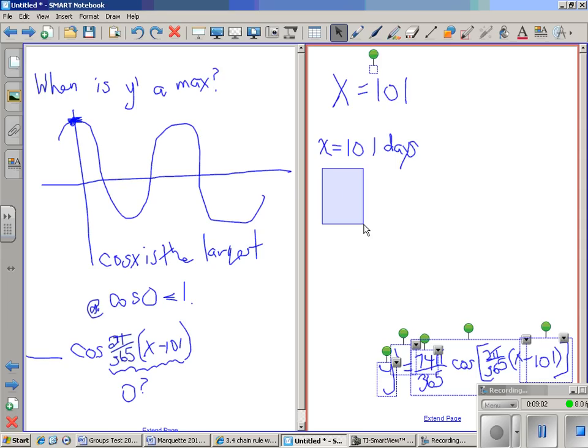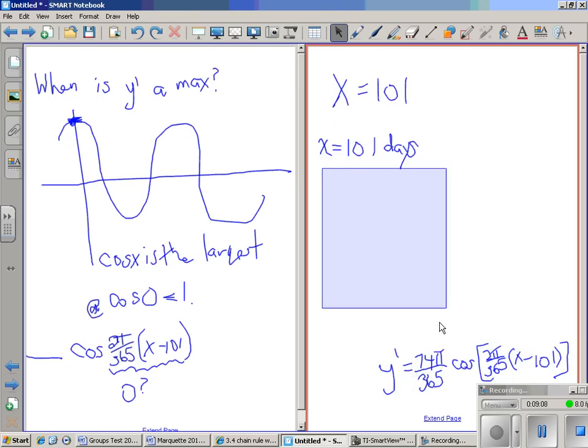Paste. Okay, so here it all is. Okay. Sorry, it's kind of going crazy.